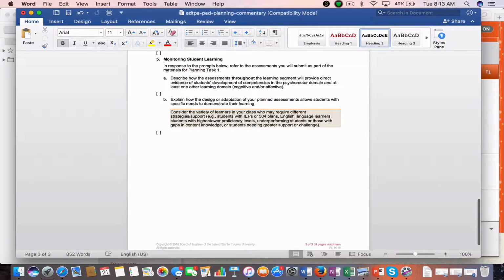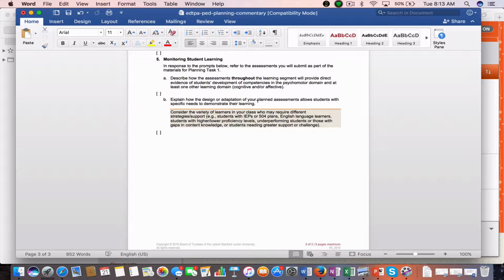B. This one is where you're going to explain how the design or adaptation of your planned assessments allow students with special needs to demonstrate their learning. So this is addressed by looking at that column in your ETWS Task 3 where you were writing about all the modifications and the accommodations that you were going to make. So you can go through, and for any modifications you can say on day 1, the formative assessment, these are the modifications that I made, and there's a why, right? Because you're asked to explain.